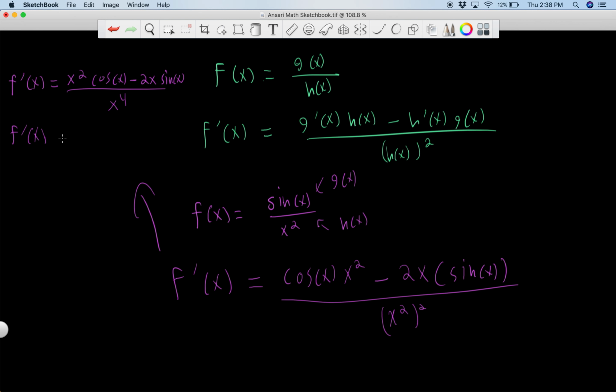So f prime of x is equal to x cosine of x minus 2 sine of x all over x to the third. And what I did in the last step is just I divided everything by x essentially. And so f prime of x is equal to x cosine of x minus 2 sine of x over x to the third.